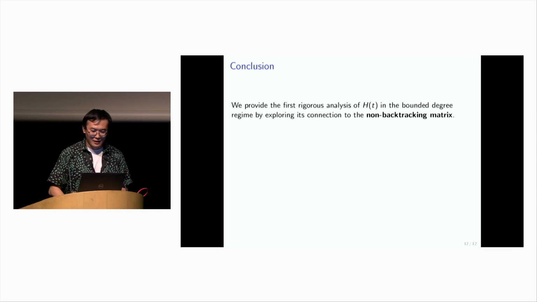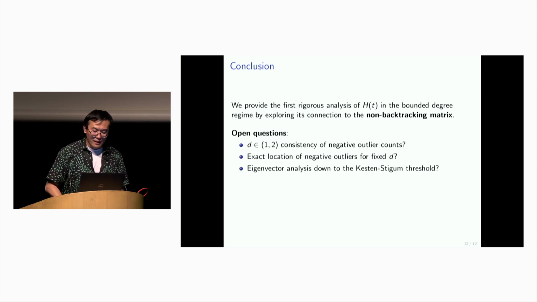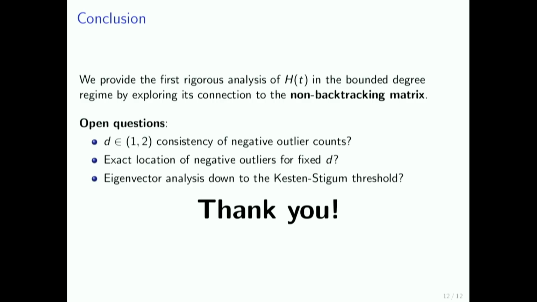Okay, so let me conclude my talk. We provide the first rigorous analysis of the beta Hessian in a bounded regime by building a connection to the non-backtracking operator. And there are 3 open questions I want to mention. We don't cover the full regime: for d between 1 and 2, we don't know the consistency of outliers. And we don't know the exact location of the outlier for fixed d. And it would be interesting to get the eigenvector analysis exactly down to the Kesten-Stigum threshold. Okay, thank you for your attention.